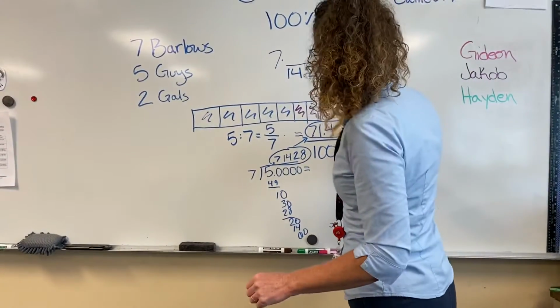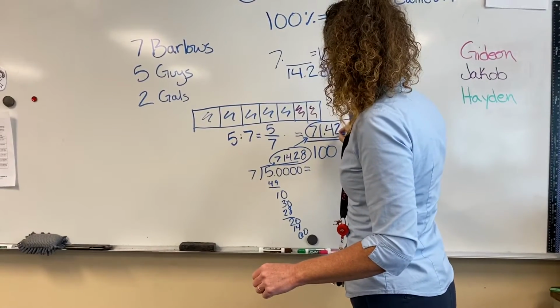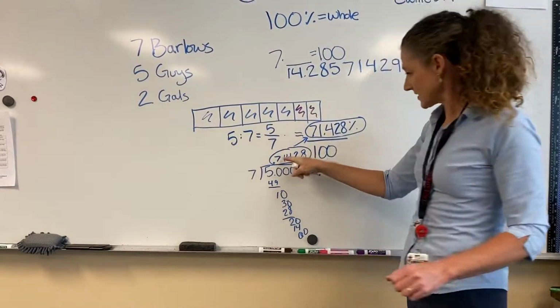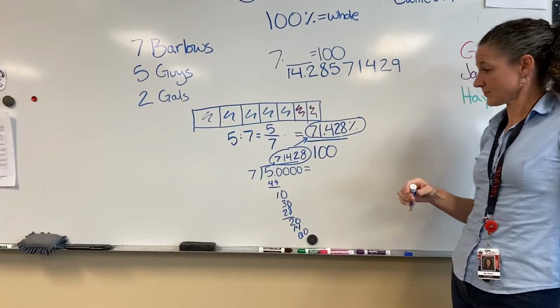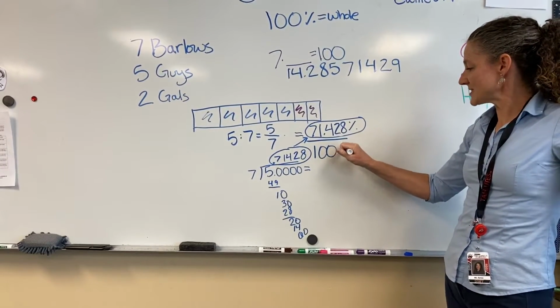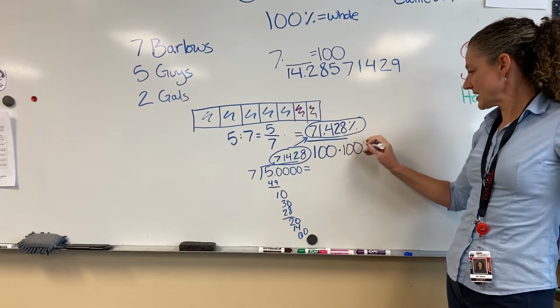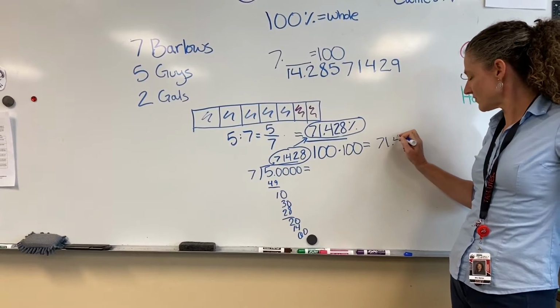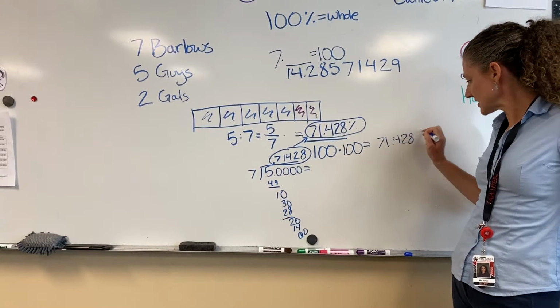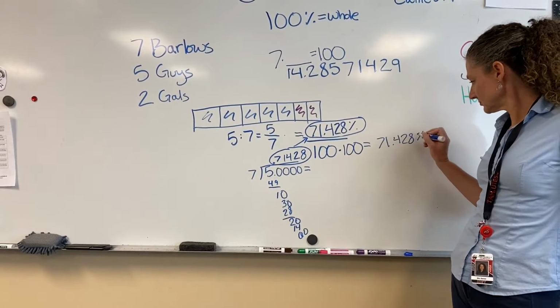I'm going to actually change this. It's not 0.3, it's 0.28. Do you guys see the relationship? You just moved the decimal. If I times it by 100, I get the percent, 71.428%. You moved the decimal.